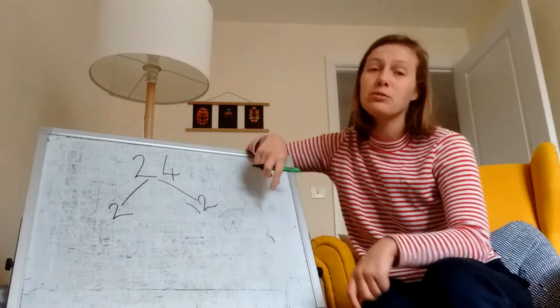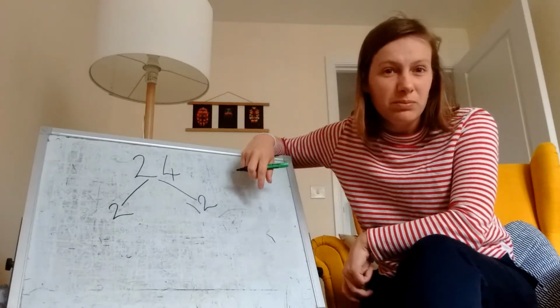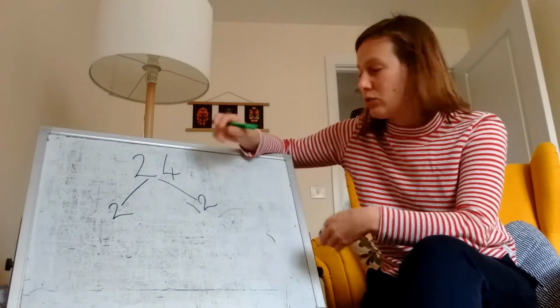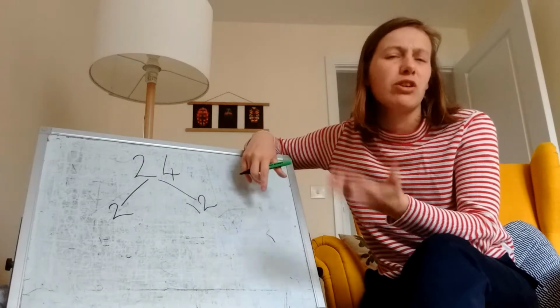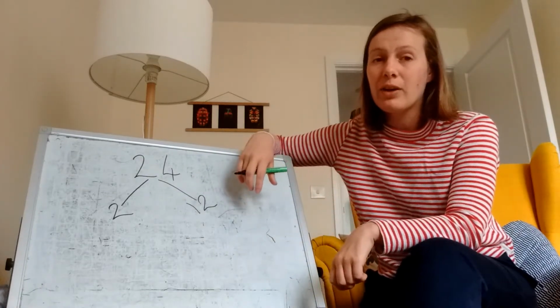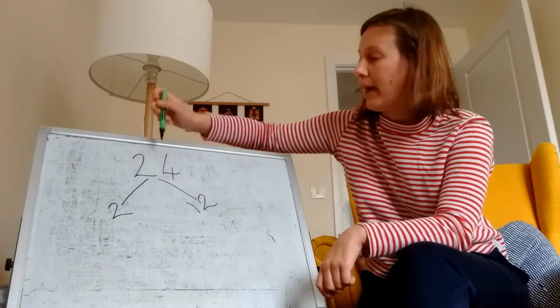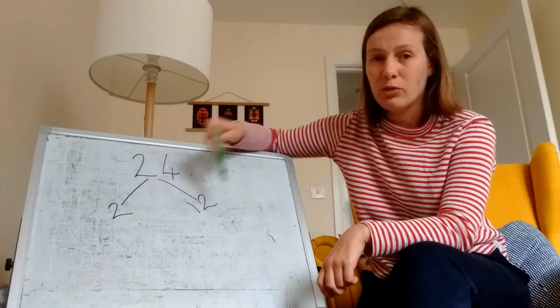Now, there has to be some rules, as ever. They need to be whole numbers. You can't do numbers that are a half or a quarter. They need to be whole numbers, your counting numbers. And they always come in pairs. So one factor pair of 24 is 2 and 12.